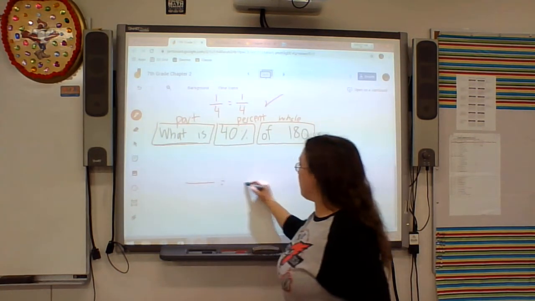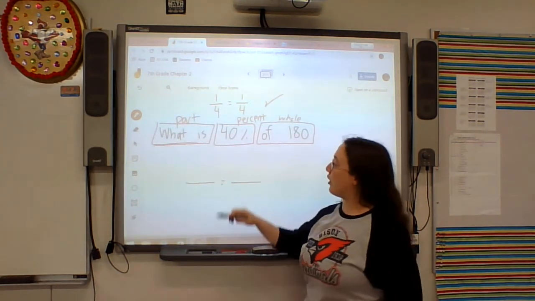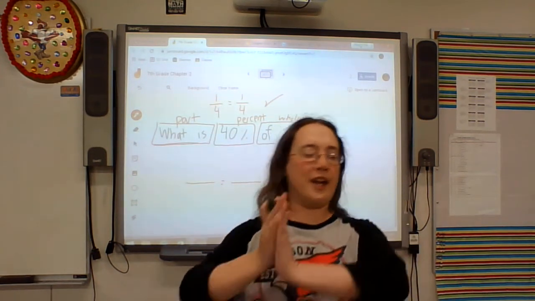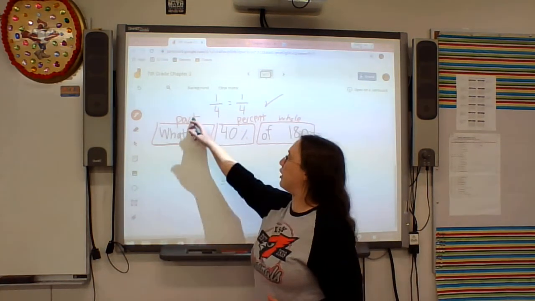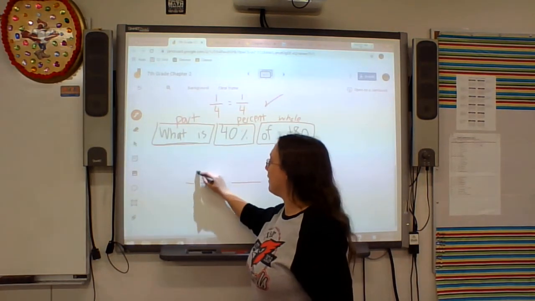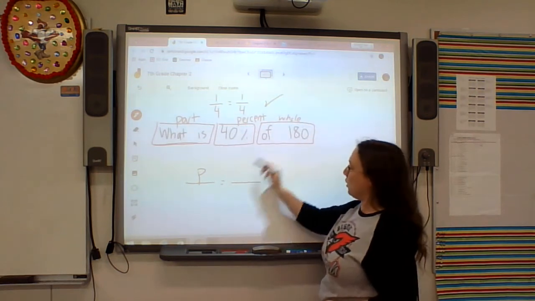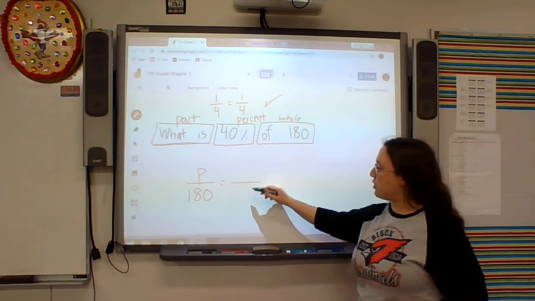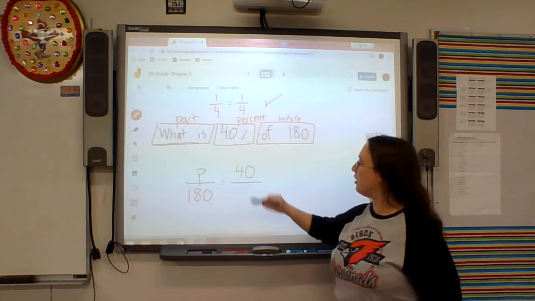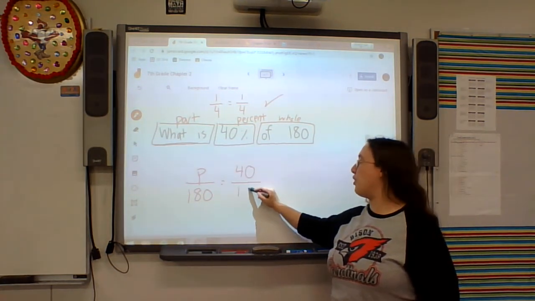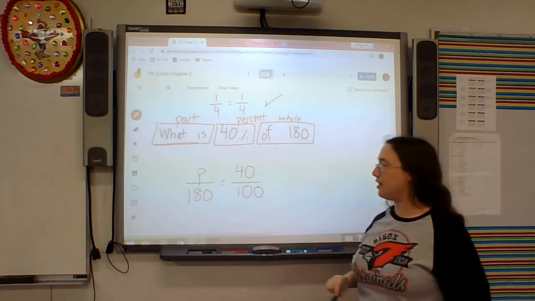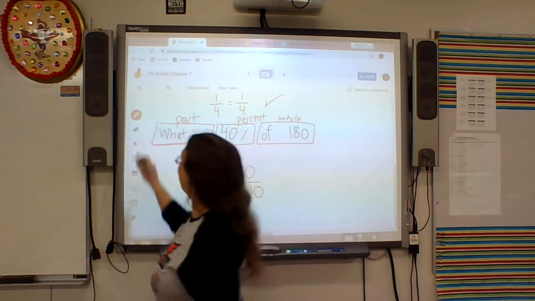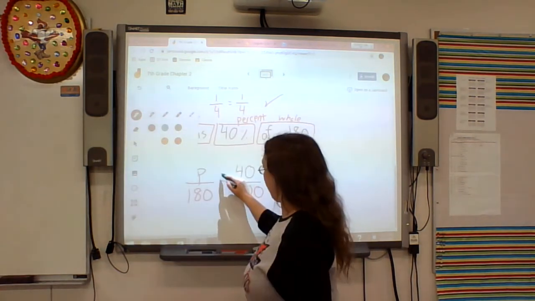So we're going to fill those into our percent proportion. We've got our part, which is the thing we're looking for, so we're going to call that a variable. Whatever variable you like, but I'm going to go with P for part. Over your whole, which is 180, equals your percent, which is 40, over, and this number is always 100. This looks familiar. We can butterfly this thing. So we're going to draw a little butterfly.